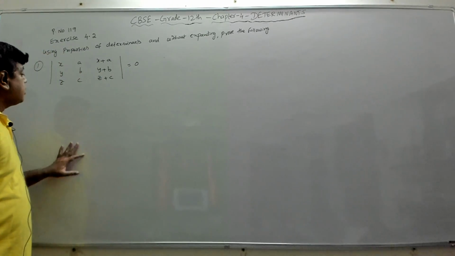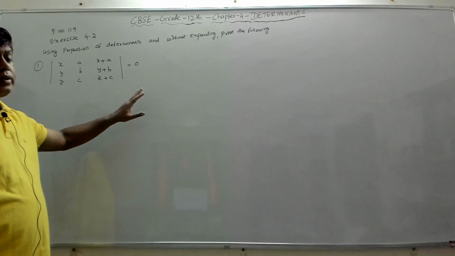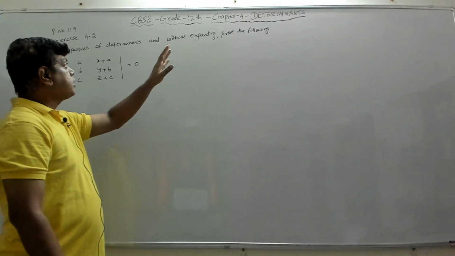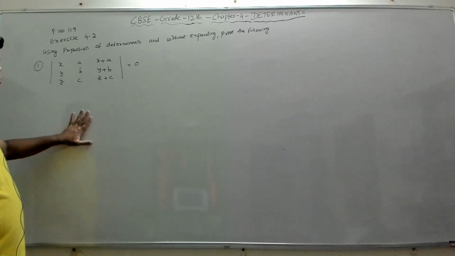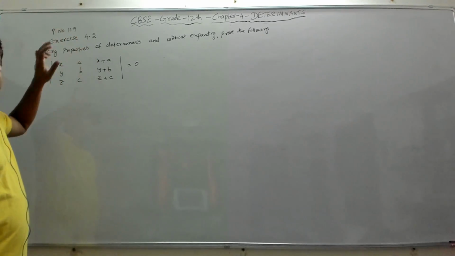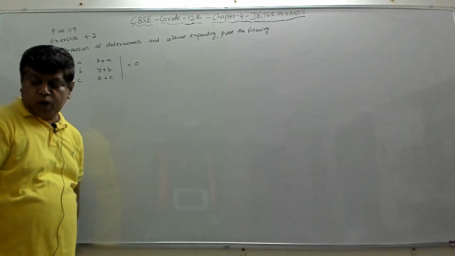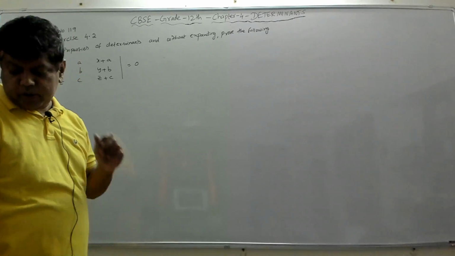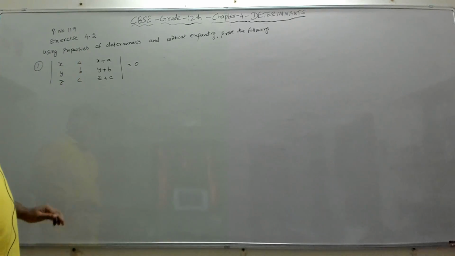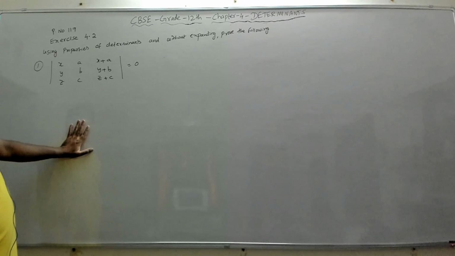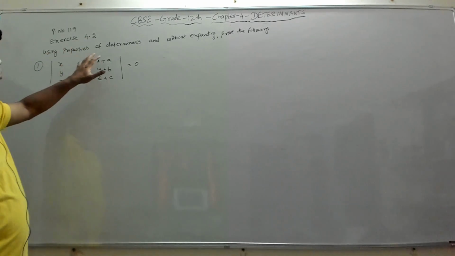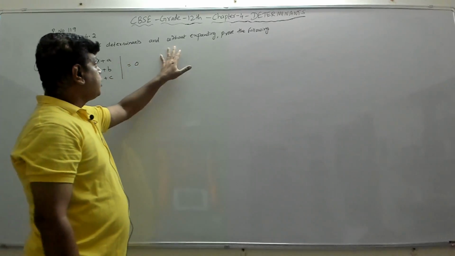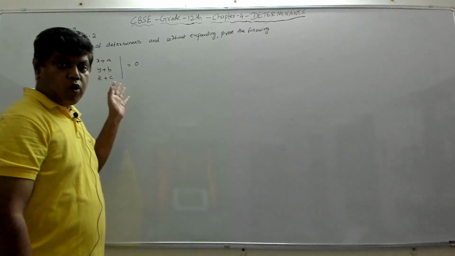In this session, we'll continue with the chapter determinants, which is your fourth chapter from your 12th standard CBSE mathematics. We'll continue from exercise 4.2 on page number 119 in your textbook. What we have to do here, in exercise 4.2, is use the properties of determinants, and without expanding, prove the following problems.